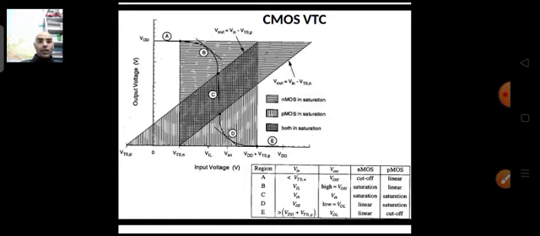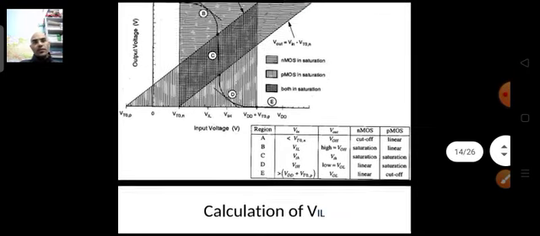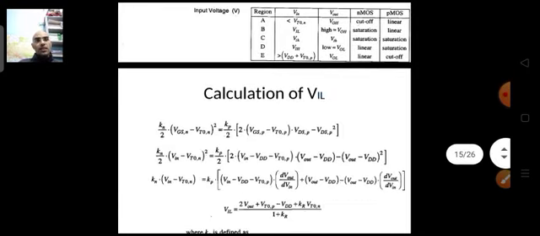which are important for any inverter. Whenever we have to determine the performance of an inverter, we have to determine these voltages VIL, VIH, VOL, VOH as well as VTH, and these voltages will help you determine the noise margin of your inverter. So let's move on and try to understand how to find our VIL.